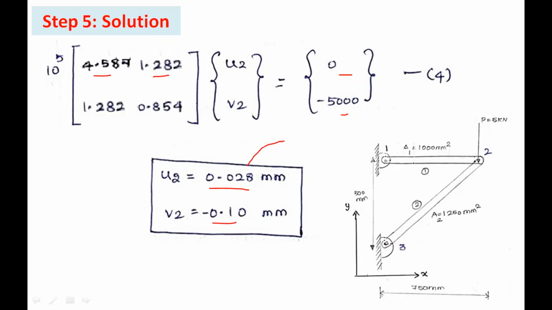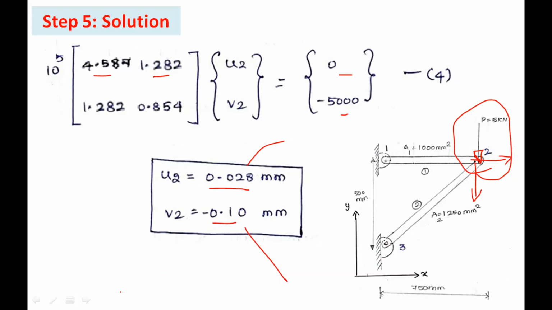Here also we have to keep up to 3 decimal places in our answer. And why are we getting U2 as positive, V2 as negative? Because the load acting on the truss is vertically downwards. Then what will be the effect of this external load? This will tend to elongate the element 1, that is truss element 1, and it will tend to compress the element 2. That is why we are getting the U2 value as positive and V2 value as negative, right? Minus 0.1. Here it is positive 0.028 mm. You should know how to interpret the result also.